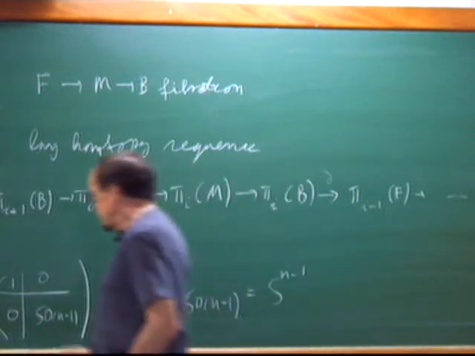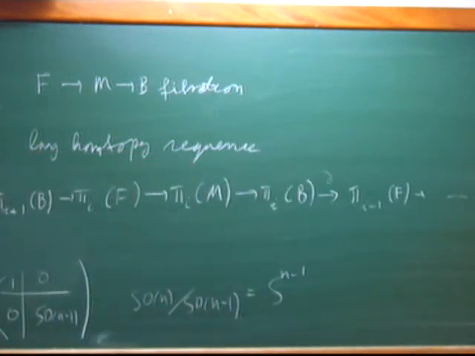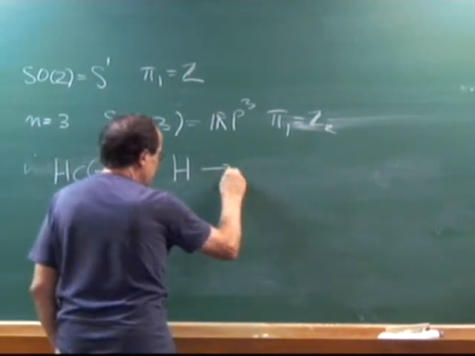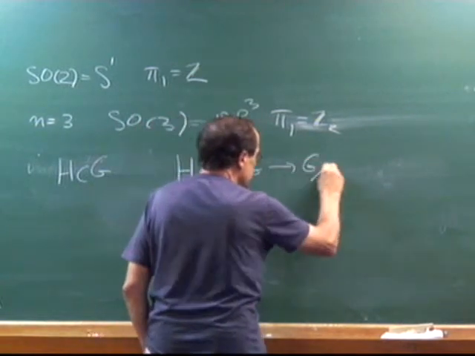So from this I then get a fibration. In general, if I have a subgroup H inside G, there's always an induced fibration from H to G mod H.